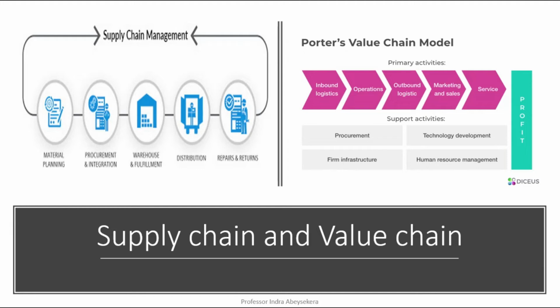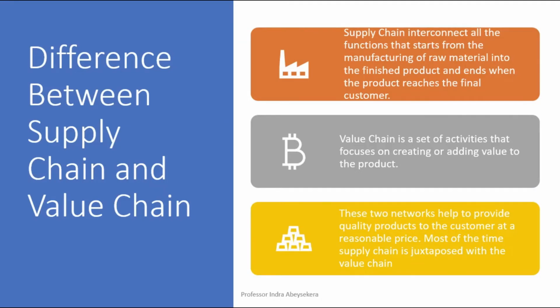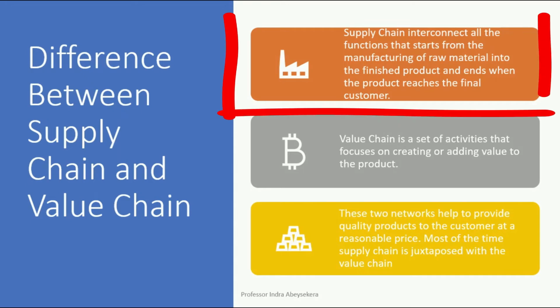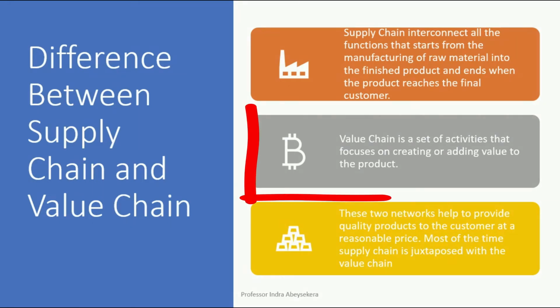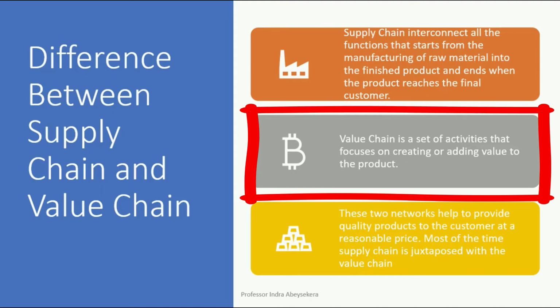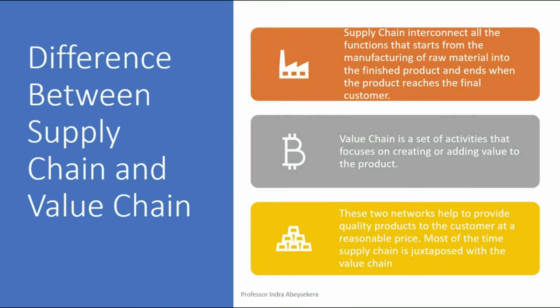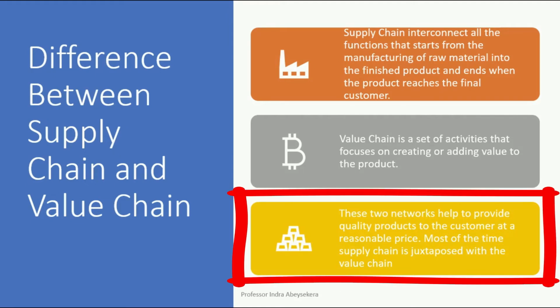So efficient management and deployment of the supply chain is to ensure increasing profits. There's a difference between supply chain and value chain. Supply chain interconnects all the functions starting from manufacturing of raw material to finished products, and reaching the final customer and satisfying the customer. Value chain, on the other hand, is a set of activities that focuses on creating or adding value to the product. Both networks help to provide quality products to the customer at a reasonable price.